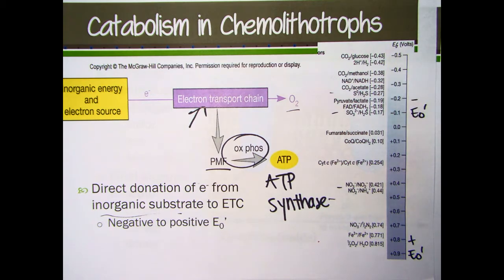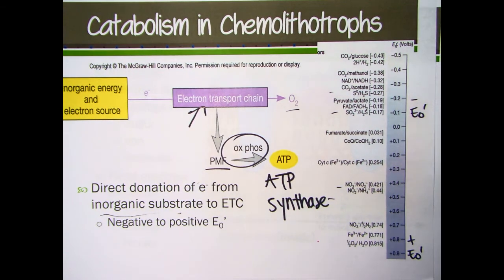You also need to be comfortable knowing that things with a negative reduction potential are electron donors, and things with a positive reduction potential are electron acceptors. The more positive the reduction potential, the better an electron acceptor something will be.